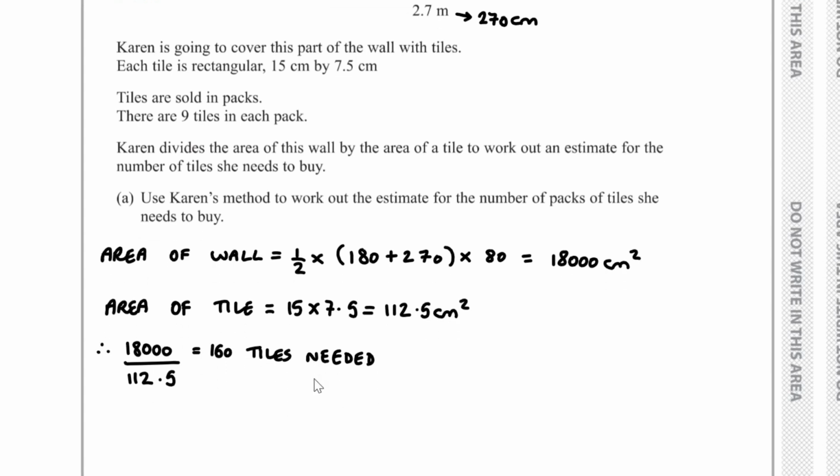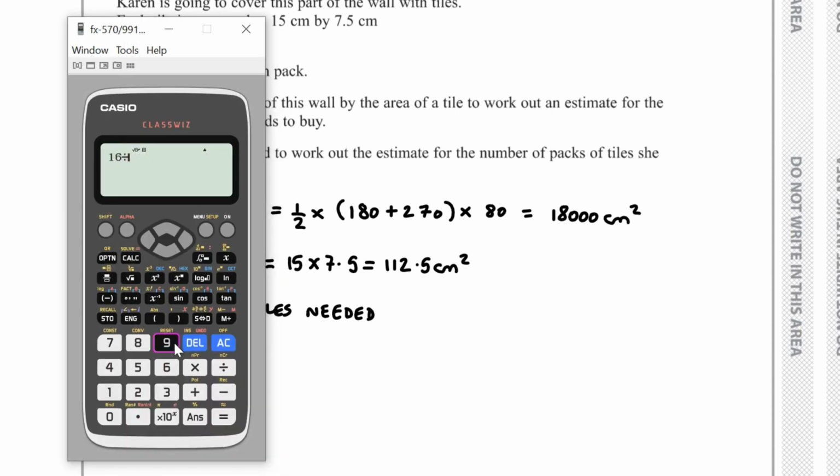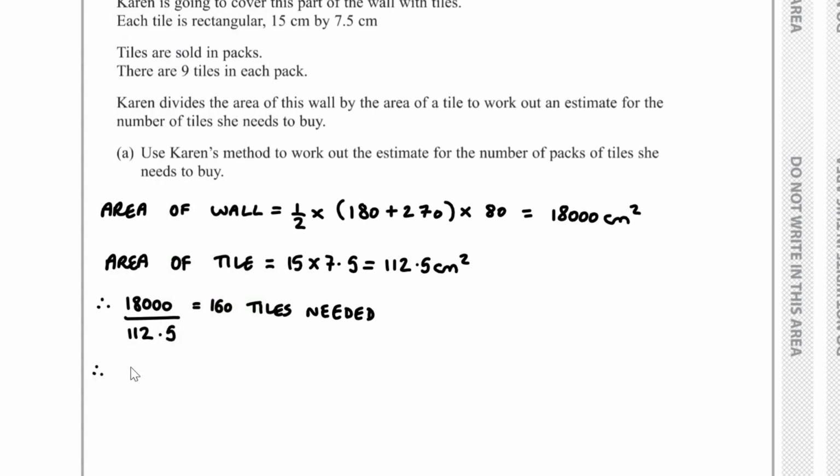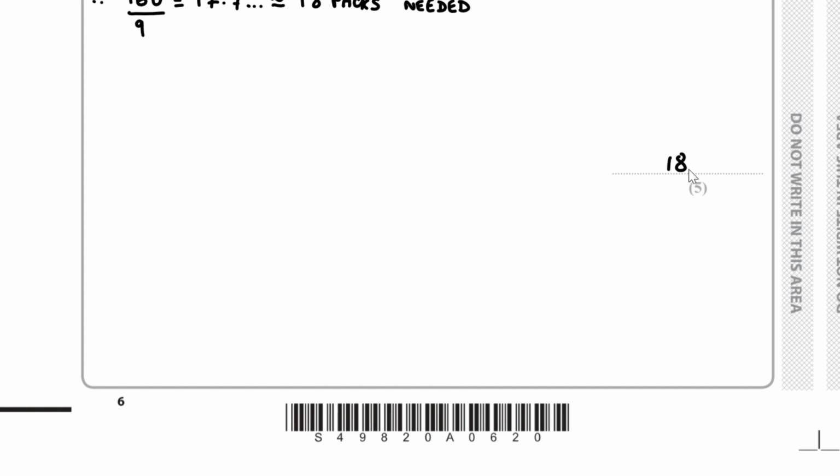And with this we can find out the number of packs needed. So we divide 160 by 9, which is 17.7, etc. So therefore, 160 divided by 9 equals 17.7, etc. So therefore, we can conclude that there's 18 packs needed. Okay, so therefore, we have 18 packs needed.